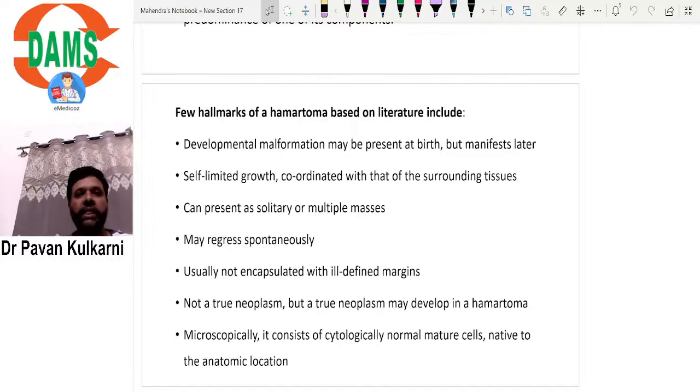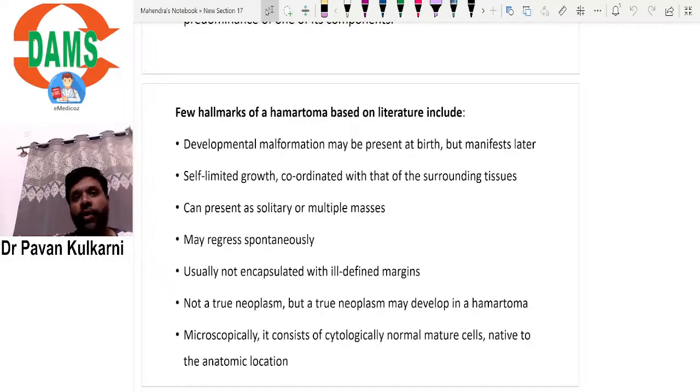Self-limited growth. It is not continuous growth. Self-limited. Slowly growing, coordinated with that of surrounding tissues. Suppose a hamartoma is there, whatever the rate at which the surrounding tissue grows, the hamartoma will also grow at that same rate. So it has a controlled growth. It can present as a solitary or multiple masses. That is what we have seen. Unifocal or multifocal. It may regress spontaneously.